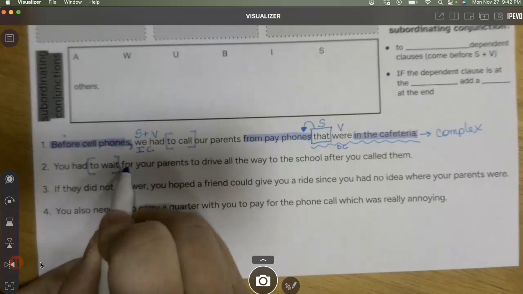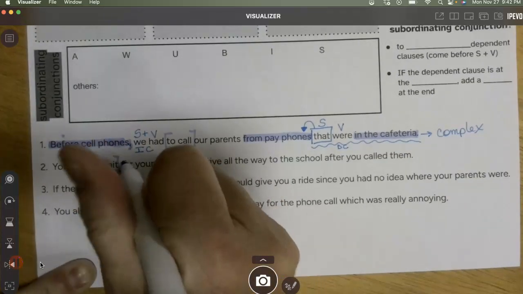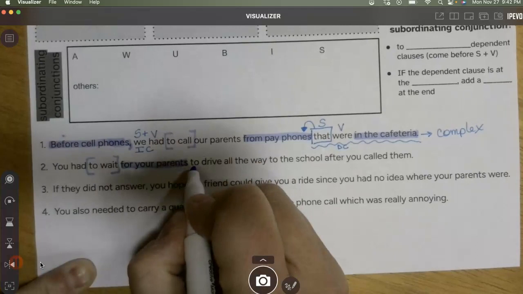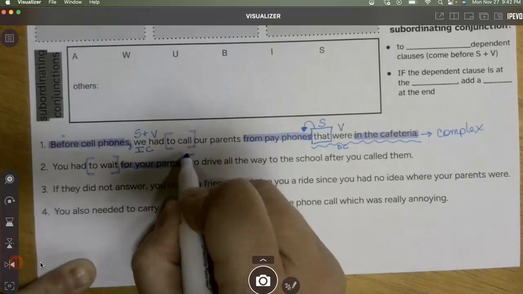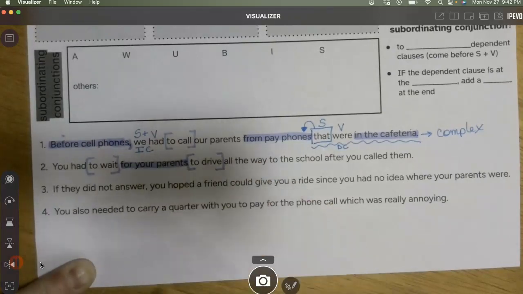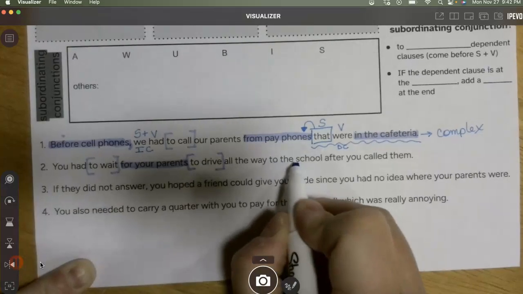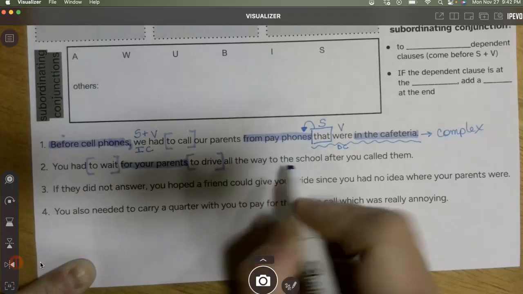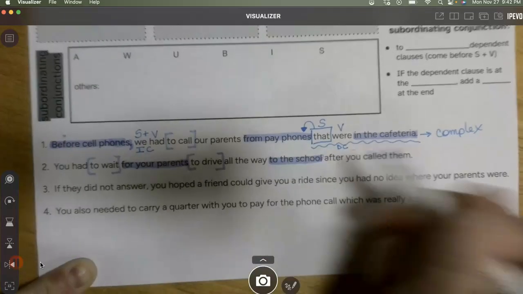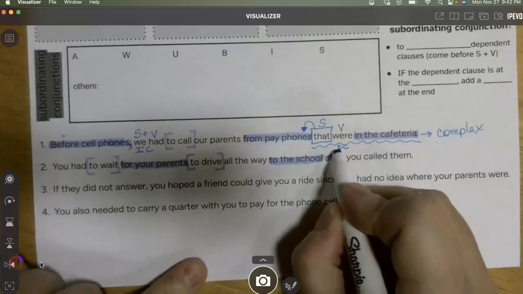For is a preposition. For what? For your parents. I see another "to" with a verb, to drive. To, well, I know that's not an infinitive because you can't, so I'm going to look for a noun. To what? To the school. And then I see after.